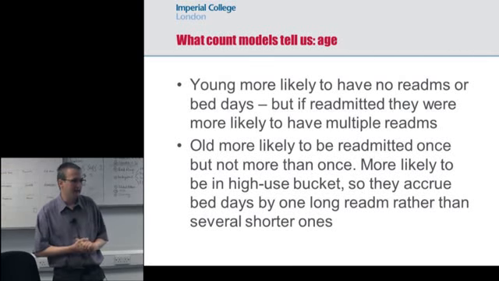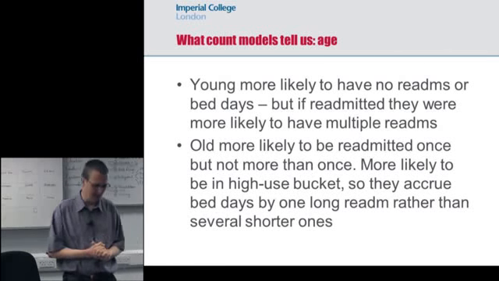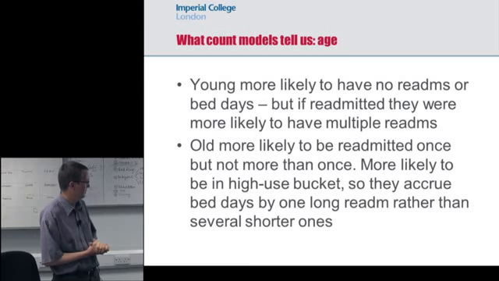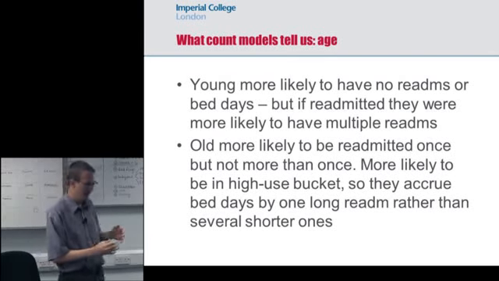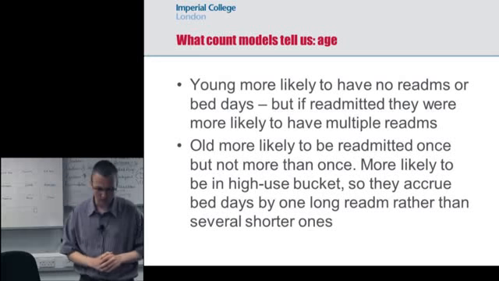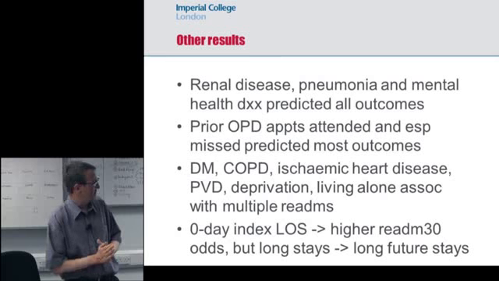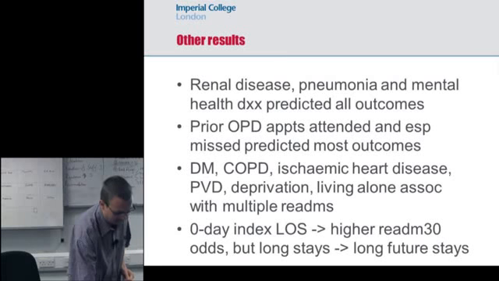So you can't get this kind of information from just the standard readmission models, but you get vaguely interesting things like this. It's a different way of looking at and kind of teasing out the patterns. Who gets admitted, how often, how many times, and how long do they stay each time. So that's age. There are other results in here.